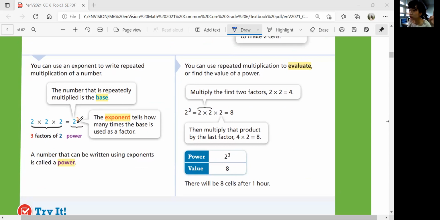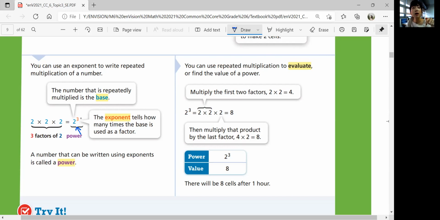It's not 2 times 3. 2 times 3 is a totally different number, 6. 2 times 2 times 2 is 2 multiplied 3 times, okay? That little number represents how many times you're multiplying the same number, which is called the base, okay?